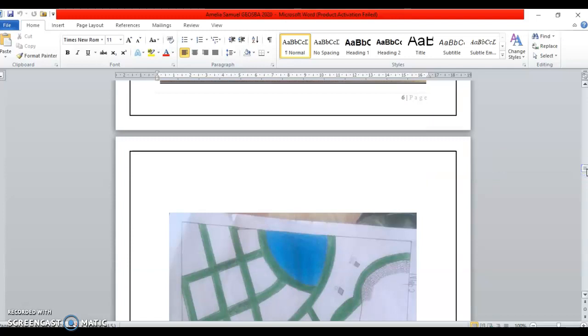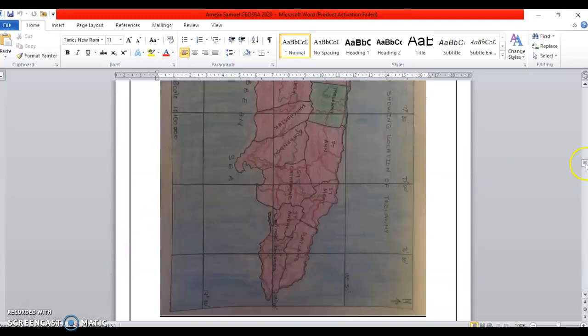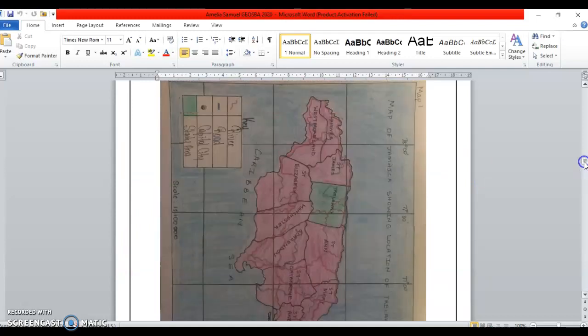Yes. When you say the map is not drawn properly, what do you mean?